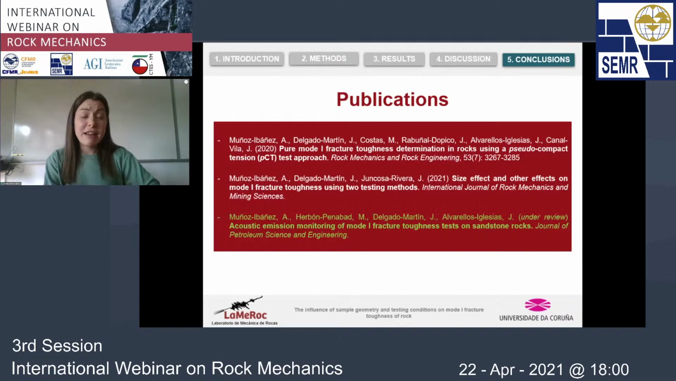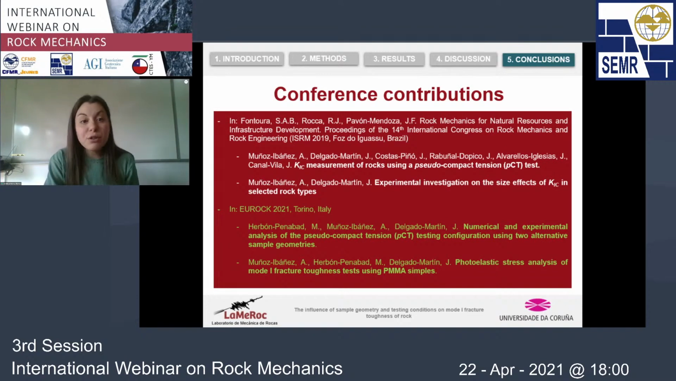So in case anyone is curious about this work, these are some publications. The one on the bottom, the green one, is still under review. And the second one, we are very happy because it was accepted yesterday. So it's not published yet, but if you are curious, I can provide you with the text. These are some conference contributions too. Two of them, we expect to present at the UROC 2021 this year.